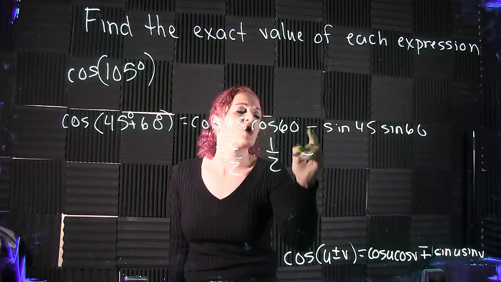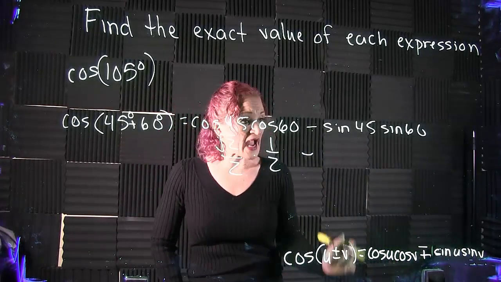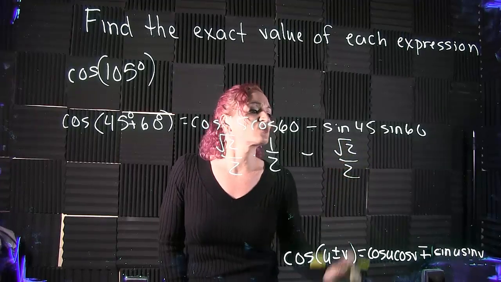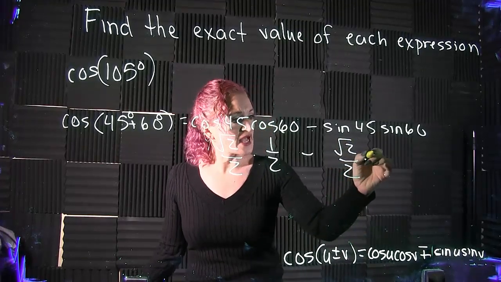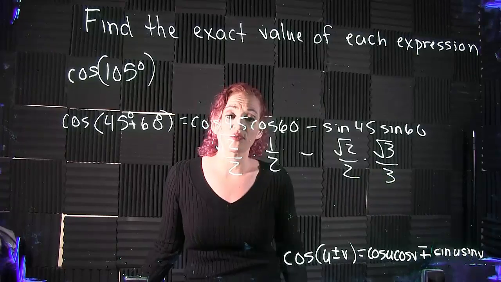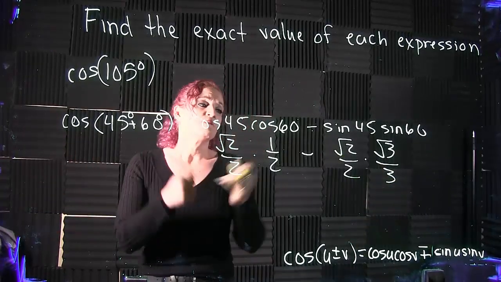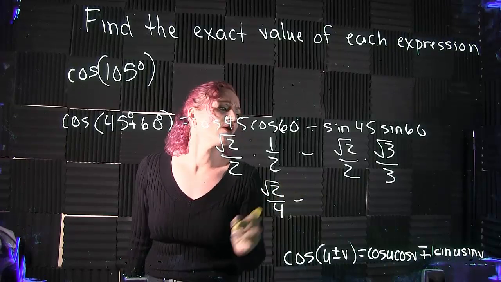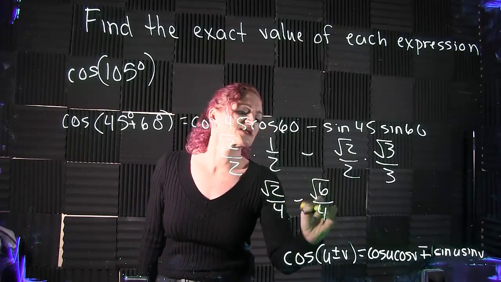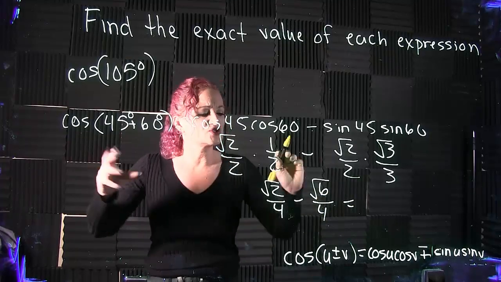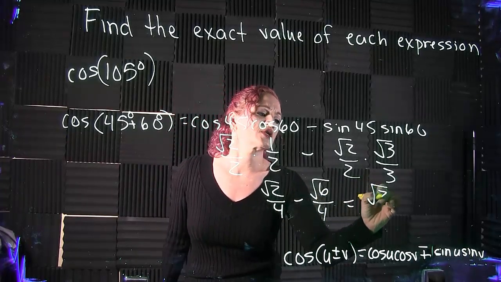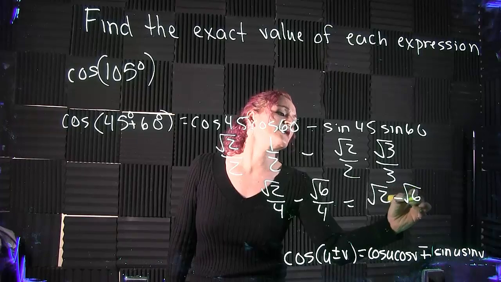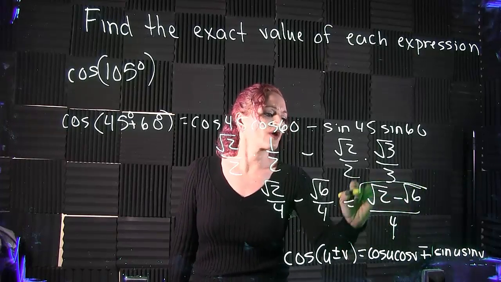So dropping down that minus here, sine of 45 is a square root of 2 over 2, and sine of 60 is a square root of 3 over 2. Multiplying these together gives us a square root of 2 over 4 minus a square root of 6 over 4. And again, if we join these together as a single fraction, square root of 2 minus square root of 6 over 4.